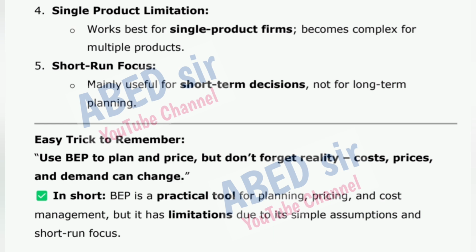4. Single product limitation. Works best for single product firms, becomes complex for multiple products. 5. Short-run focus. Mainly useful for short-term decisions, not for long-term planning. Easy trick to remember. Use BEP to plan and price, but don't forget reality: costs, prices, and demand can change. In short, BEP is a practical tool for planning, pricing, and cost management, but it has limitations due to its simple assumptions and short-run focus.